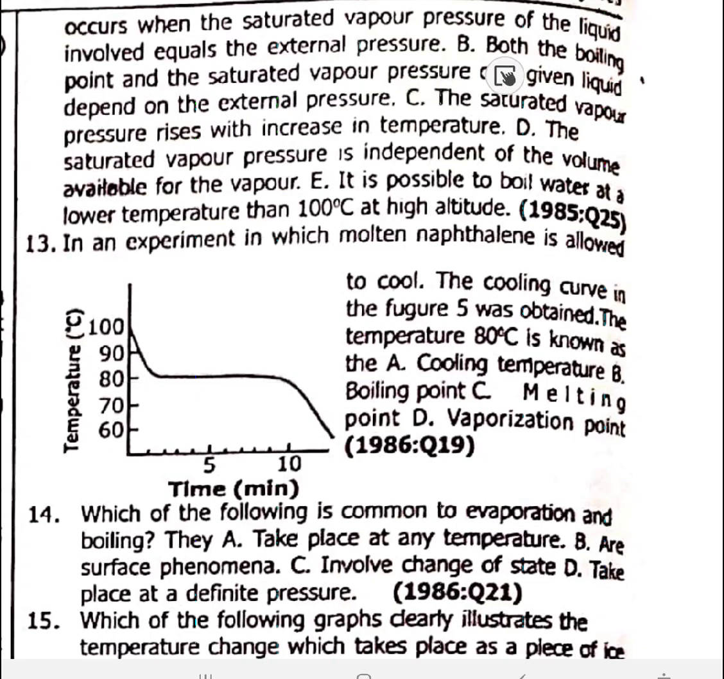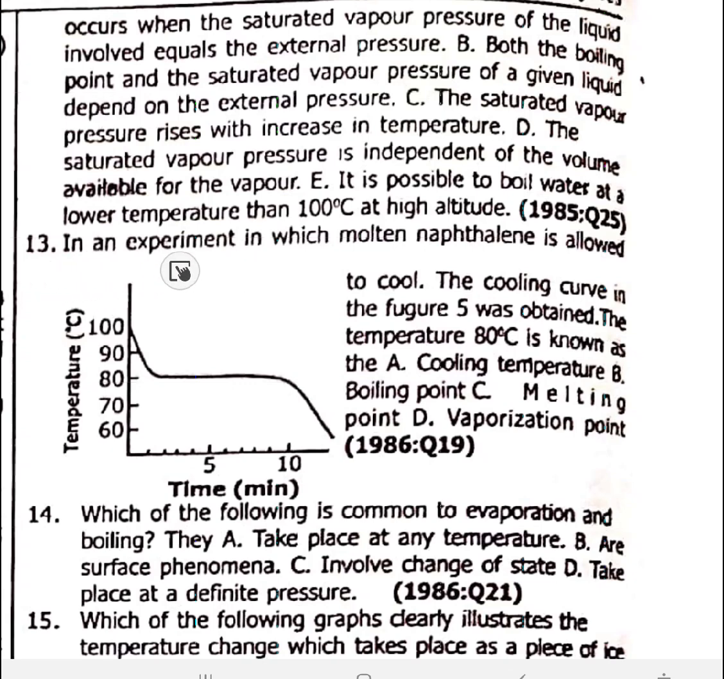Number 12 is actually B. Both the boiling point and saturated vapor pressure of a given liquid depend on external pressure. It doesn't depend on external pressure. Actually, saturated vapor pressure, listen, you can write this down. Saturated vapor pressure would increase, and when it equals external pressure, a liquid will boil, but it does not depend on the external pressure. So option B.